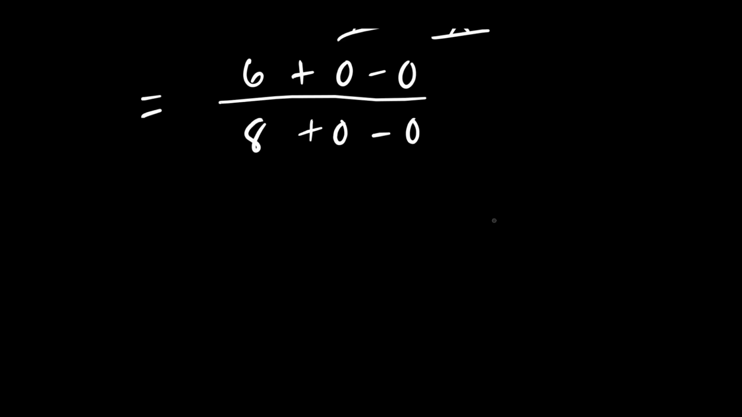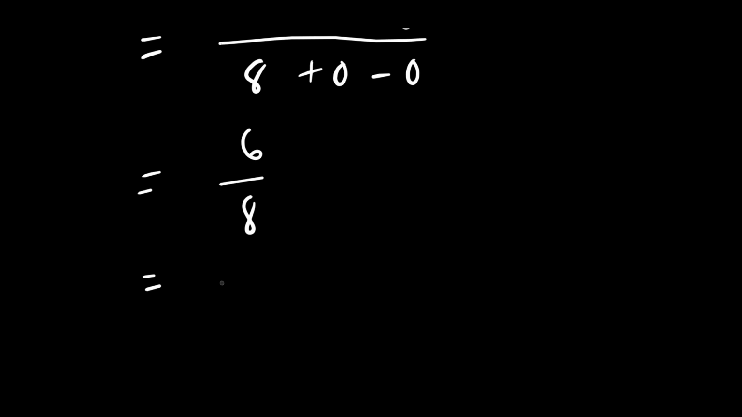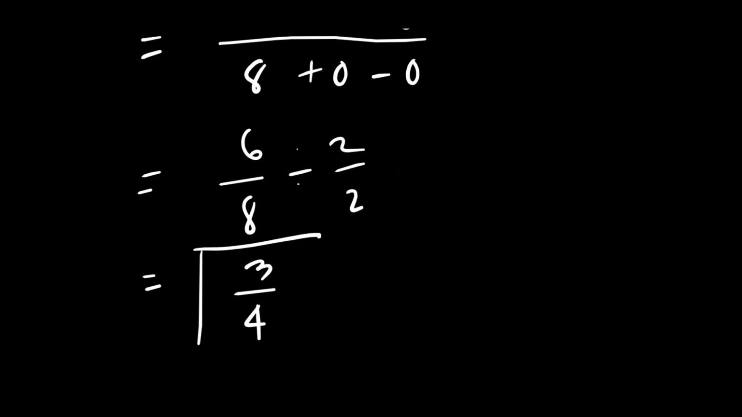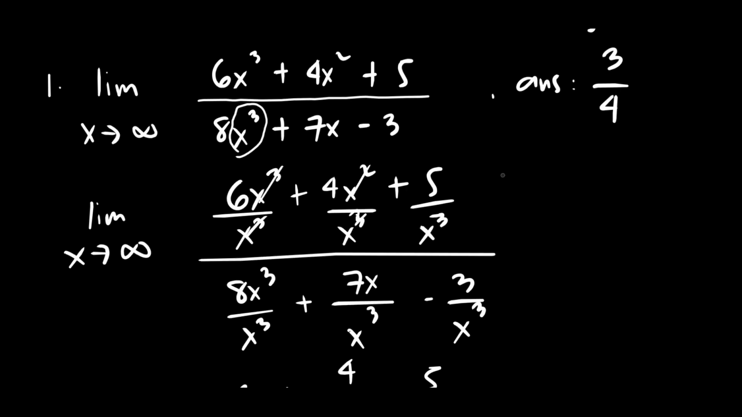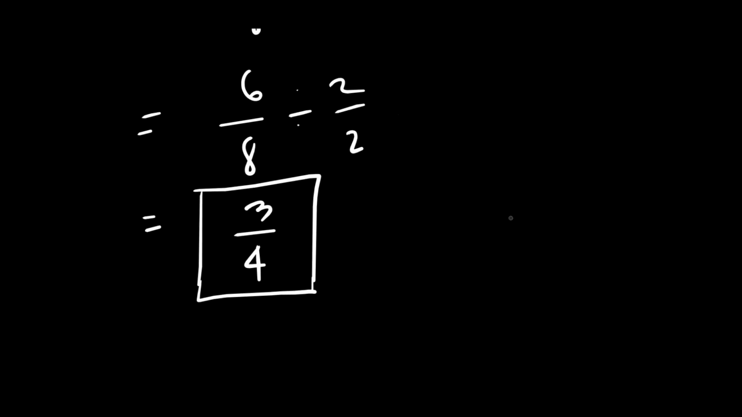So for simplification, we have 6 over 8. So we'll divide both by 2. So the answer is 3/4. So this is now our final answer. So let's check if our answer is correct. 3/4. So the answer is 3/4, so our answer here is correct.